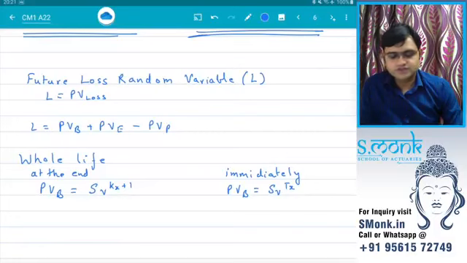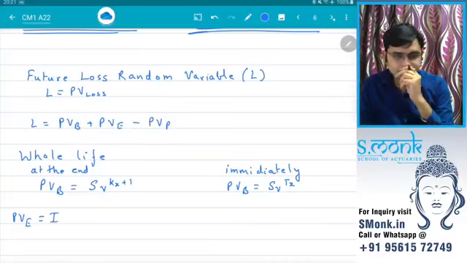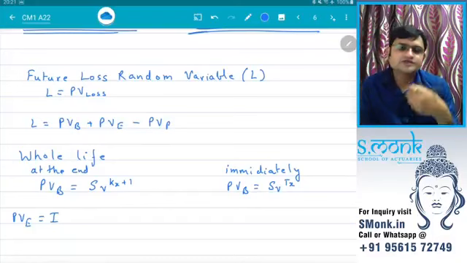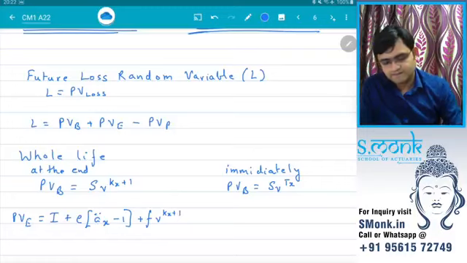What about our expenses? Present value of expenses, initial expense will always be I. Renewal expense, let's assume we are talking about annual values. So we'll say E, a due x minus 1, and then plus f v raised to K x plus 1. For immediately, the only difference would be this: we will have f v raised to T x.